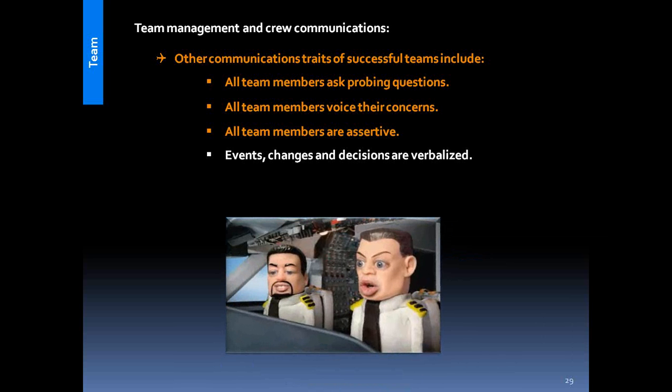Also, events, changes, and decisions must be verbalized. And I recommend, if you're flying by yourself, verbalize them to yourself, because that reinforces whatever it is you're thinking. But definitely if there's more than one pilot in the cockpit, you've got to verbalize every change. And in fact, my cockpit technique is I verbalize with the co-pilot. I will verbalize even if I'm making a turn, if I'm changing altitude, whatever I'm doing, so that we're all on the same page and that other pilot has an opportunity to question what I'm doing or make a suggestion or whatever.